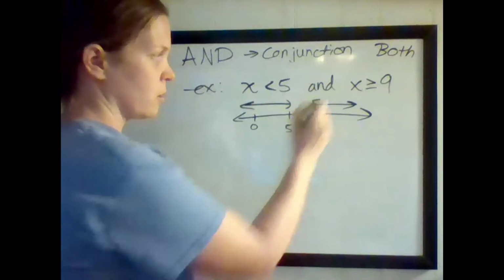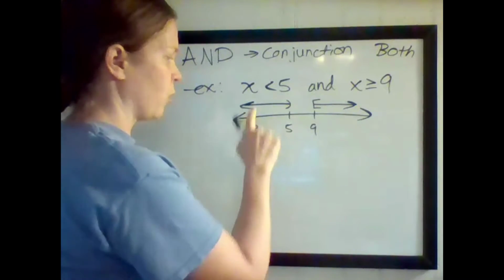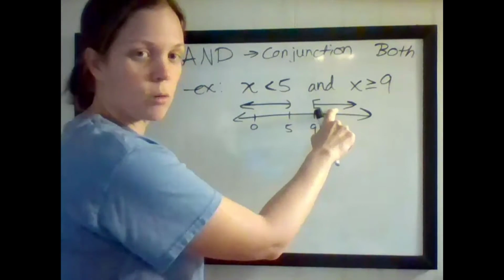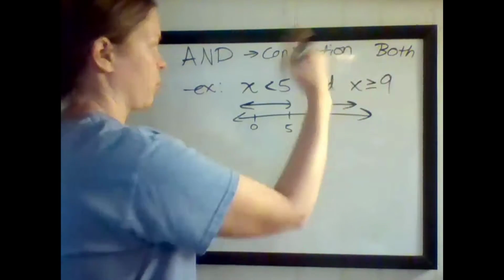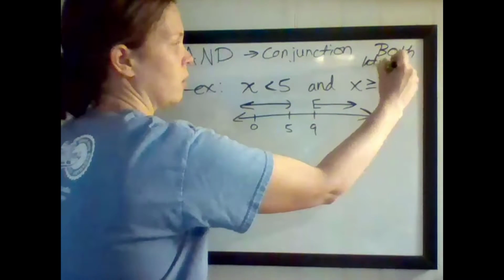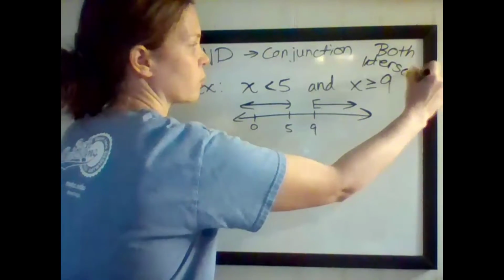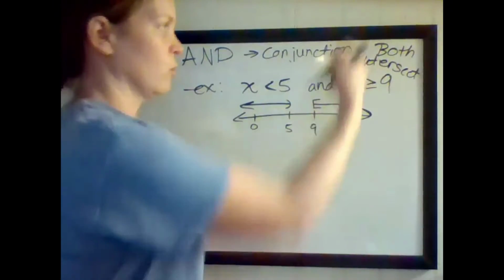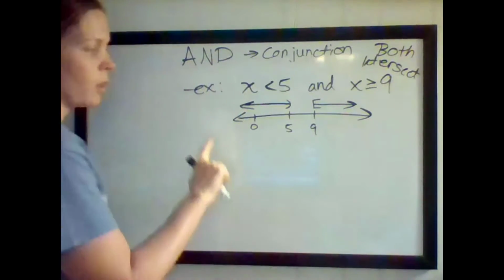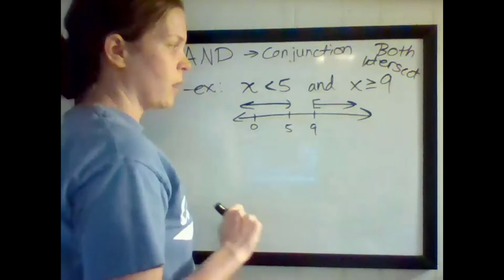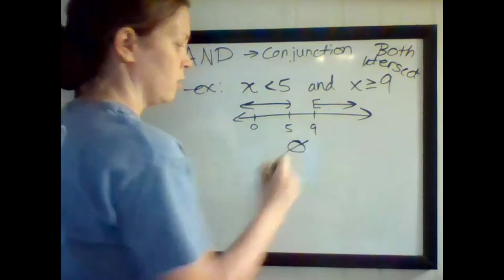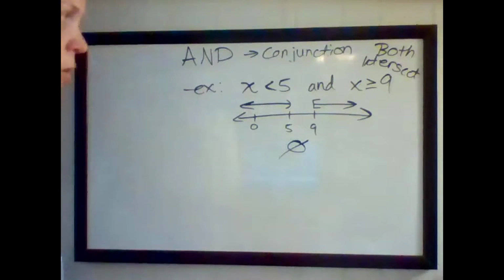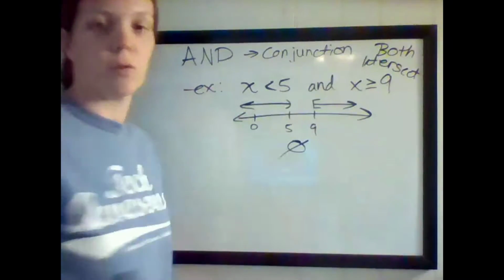See the word "and", both have to be true. When is this one true and this one true? Never. They don't intersect anywhere. I didn't write that word yet, but intersect, where do they intersect? Where are they both true? And so there's nowhere that they both are true. There's nowhere that they intersect. So this would be no solution. There's nowhere where this is true and this is true.